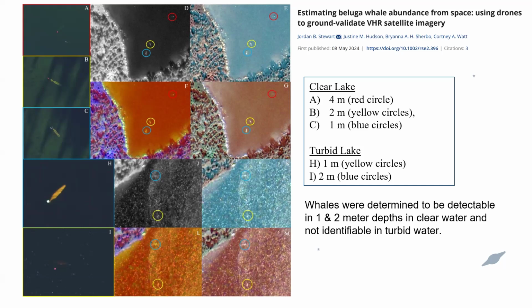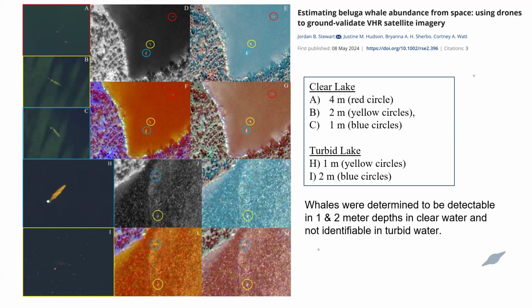So in the top sort of 4 pictures, you can see in the yellow and blue circles are the whales at 1 and 2 meters deep, and those are very clearly identifiable. But the one at 4 meters deep was not. So you can kind of see it a little bit with sort of a white dot, but you wouldn't be able to confidently say that that is a beluga in these images. And then within the turbid lake, it's very similar. You can kind of see some darker white spots, but you wouldn't be able to confidently identify that this is a whale.